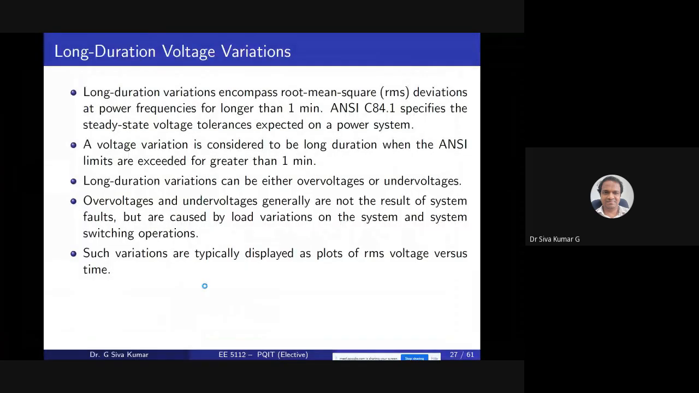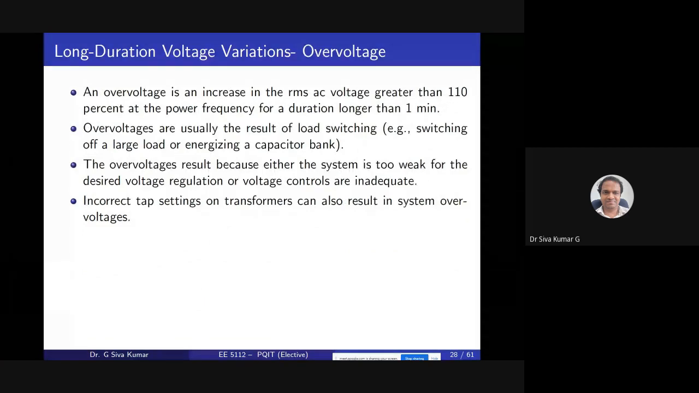How do we define the over voltage? The over voltage is an increase in the RMS AC voltage greater than 110 percent at the power frequency for a duration longer than 1 minute. If the voltage variation is greater than 110 percent at the fundamental frequency for a duration longer than 1 minute, that is over voltage. These are caused by load switching.